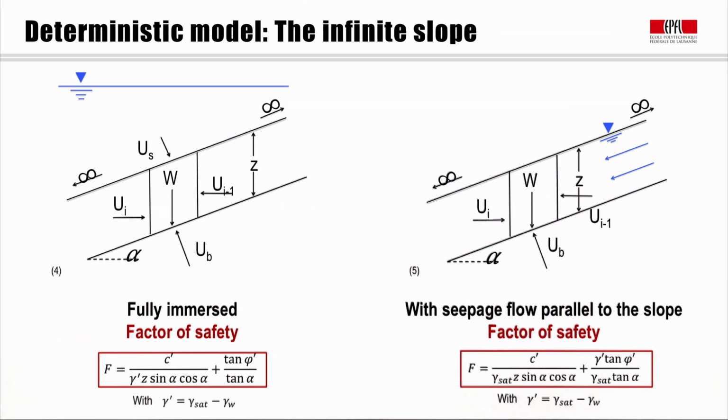In this slide, we see how the general formula that we just saw for the factor of safety can be easily adapted to different conditions by considering different scenarios for the pore water pressure. This is the case for a fully immersed slope underwater. If the water is moving inside the slope, in the particular case in which we have flow lines which are parallel to the slope, this is the final formula that we get for the factor of safety.